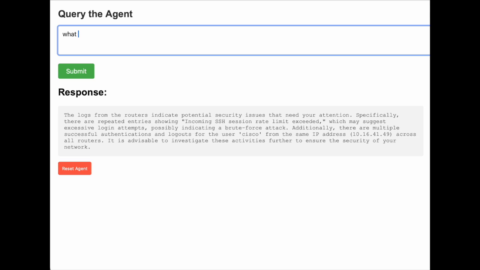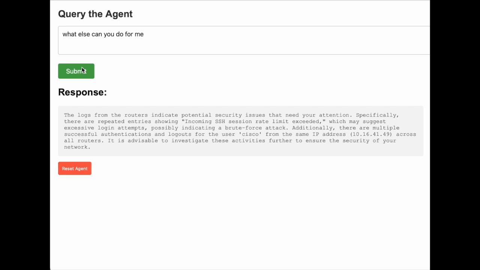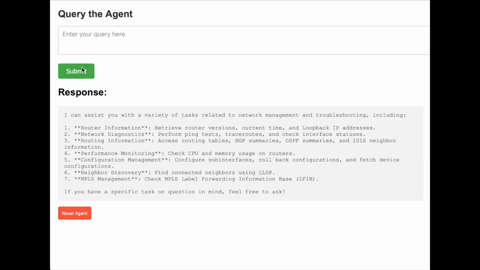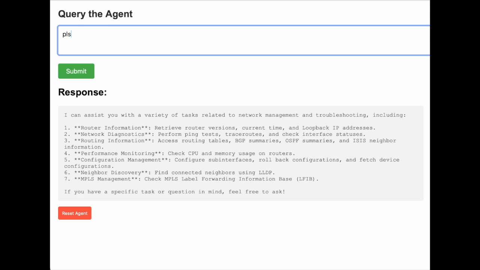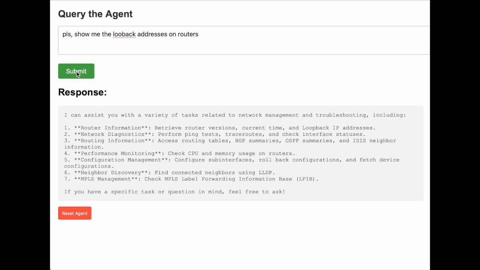Okay, what else can you do for me? Okay, it says network diagnosis, ping, traceroute, blah blah. Well, please do show me the loopback addresses. What I do is I just find out the loopback address first, and then I will do a traceroute, okay, and see if traceroute works. We did ping before, I just want to see the traceroute.